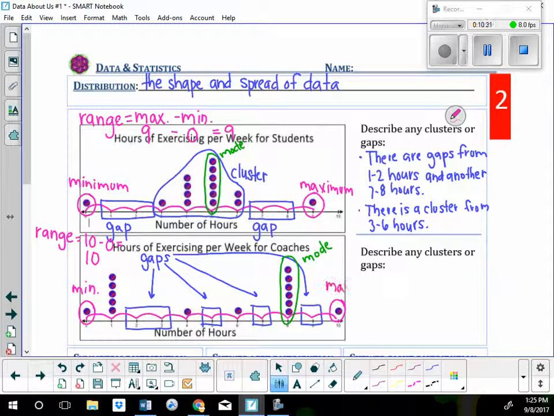Fantastic. And Rhea, will you just tell us what you wrote for describe any clusters or gaps? What I wrote for gaps was that there are gaps from 2 to 3, 5, 7, and 9. And can I add hours there? Yeah. Okay, did you say anything about the clusters? No, not yet. Okay. We'll go back to what Ryan said and say there are no clusters.